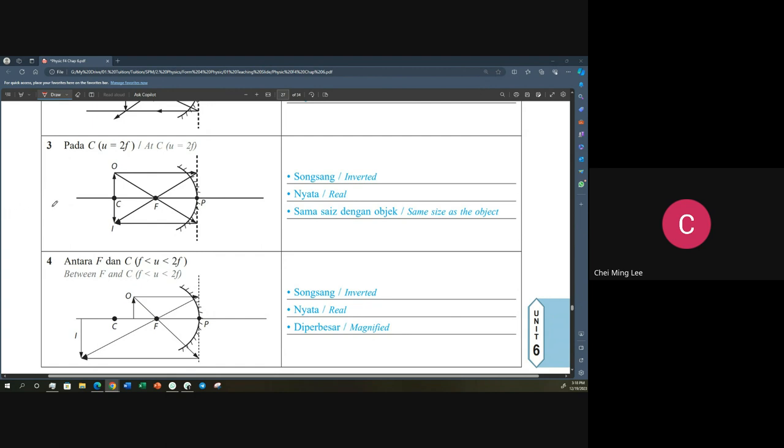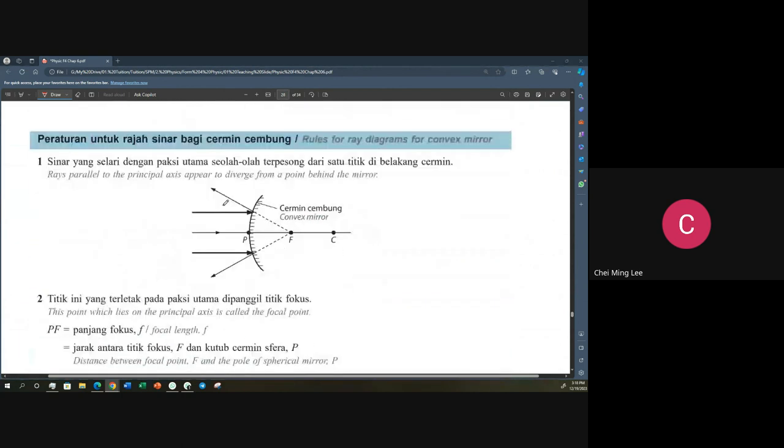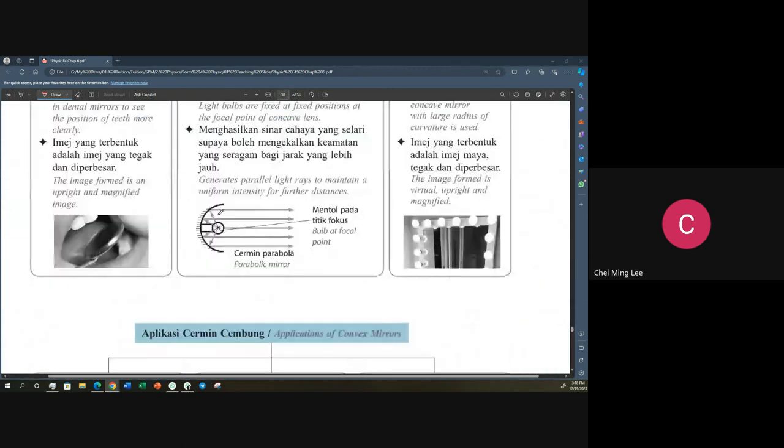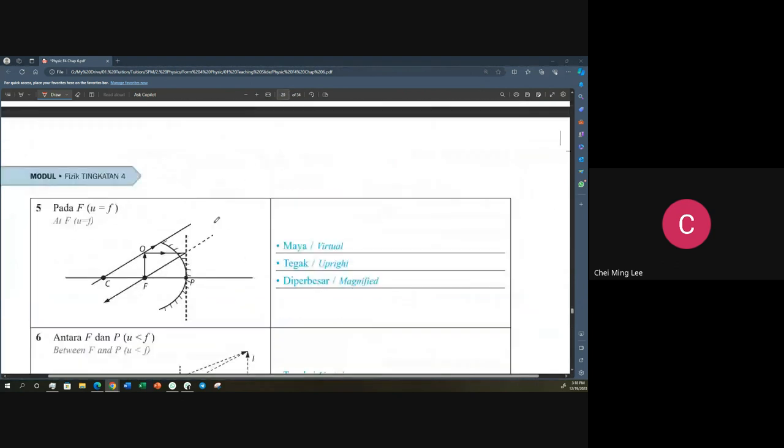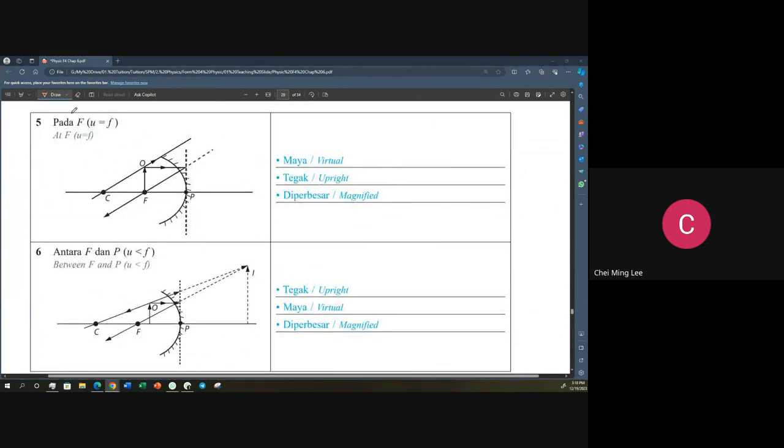Okay, good. So let's continue with this. Wait, let me check something. When the object is at F, it will create a virtual, upright, and magnified image, and also when it's between F and P, where your object distance is less than the focal length, it will form an upright, virtual, and magnified image. So just jot this down together with the others as well.